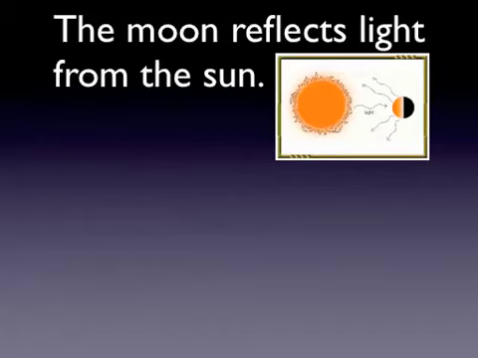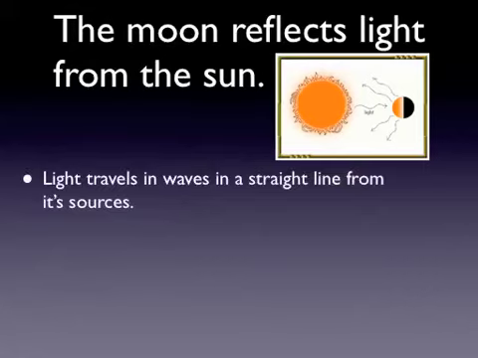The Moon reflects light from the Sun. So as you can see, there's an image of the Sun. There's light traveling in a wave toward the Moon, and the yellow part, or the lit part of the Moon, is reflecting the light from the Sun, while the dark part is not. In order for this to happen, light must travel in waves in a straight line from its source.